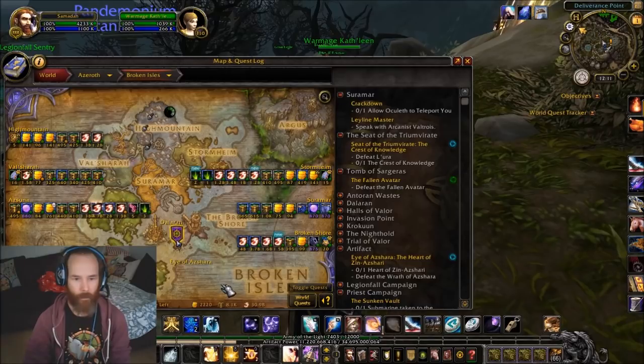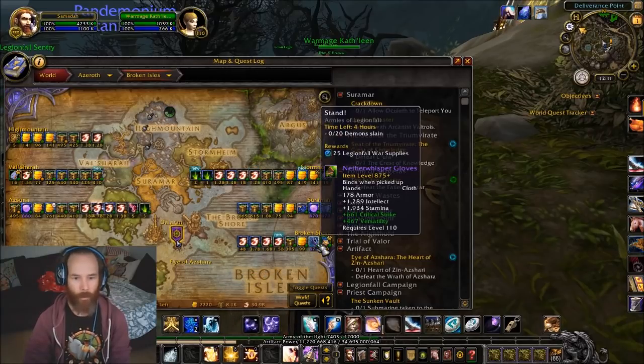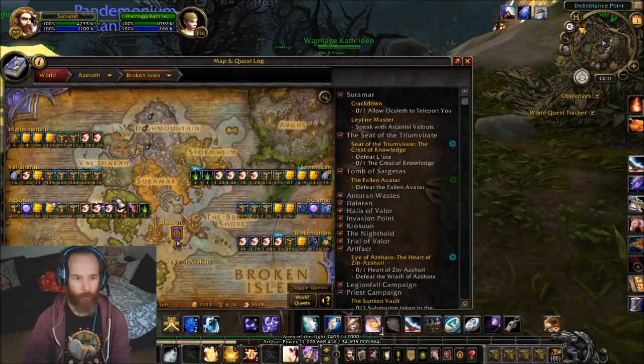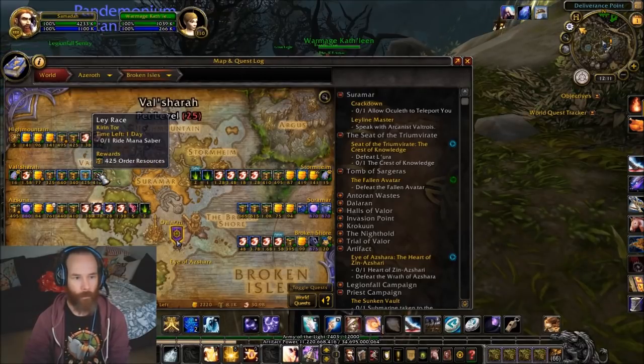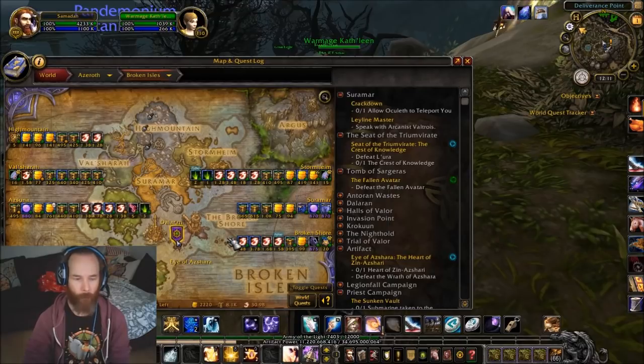The other thing you can do is go around and do world quests for all the items that you can find that have come up as world quests. You might as well also do the order hall resources whilst you're going around and doing them all, because then you can trade 5,000 order hall resources for 5 Bloods of Sargeras, which will also be useful.